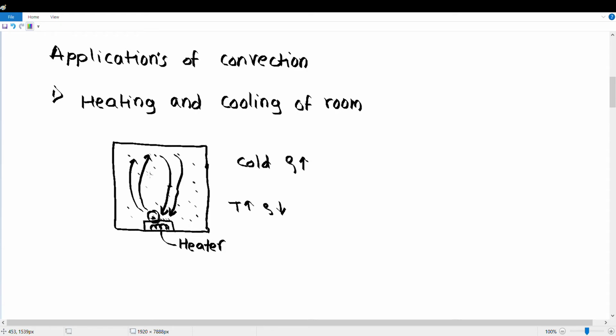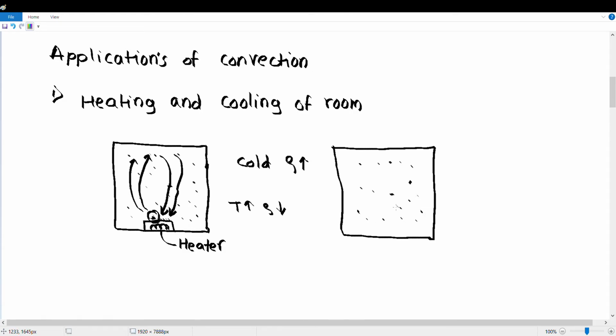This goes on continuing, and in this way the convection current is set, and due to this convection current the room gets heated in winter. Exactly the opposite happens in summer. In summer the temperature of air is high.